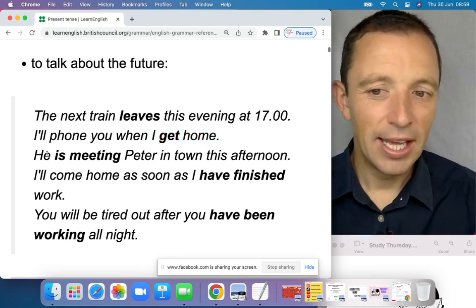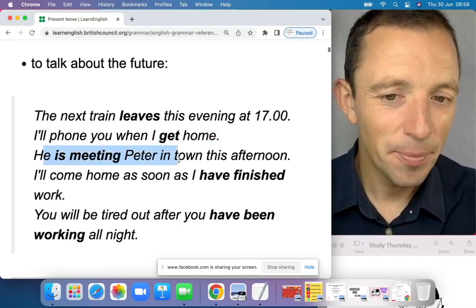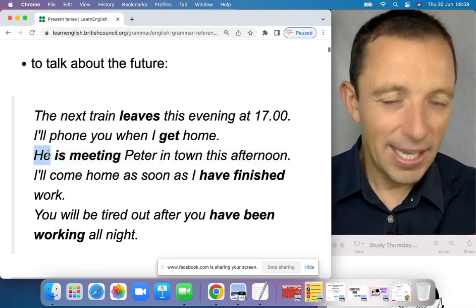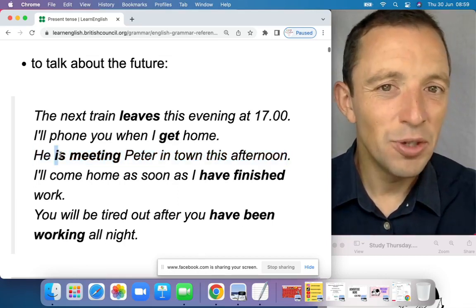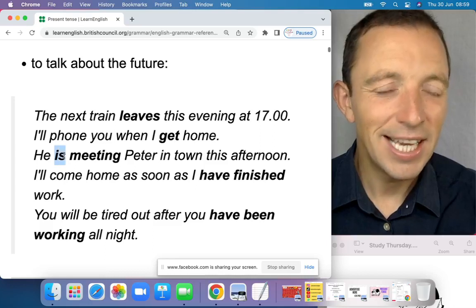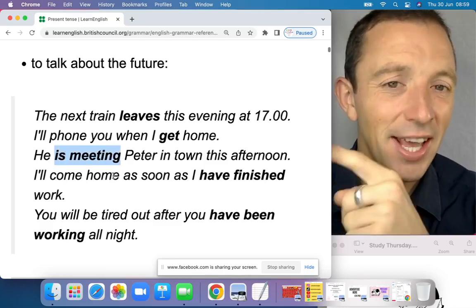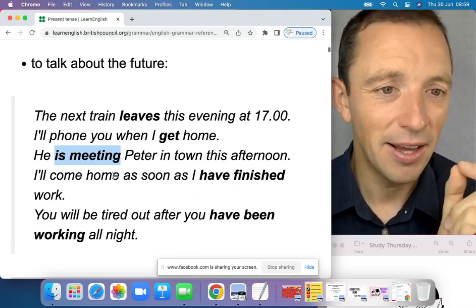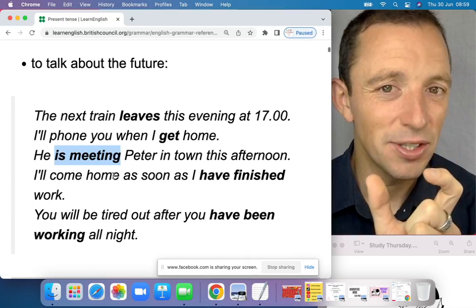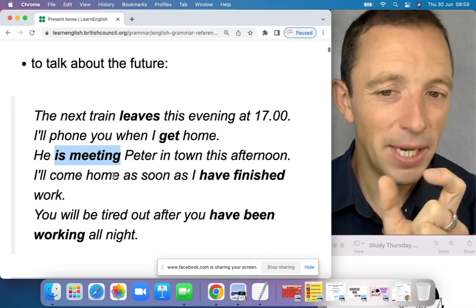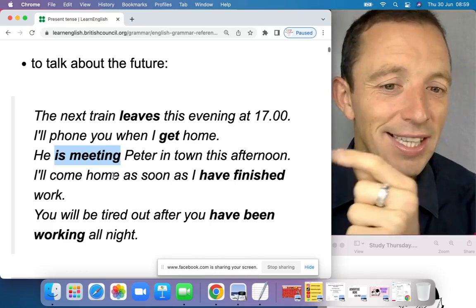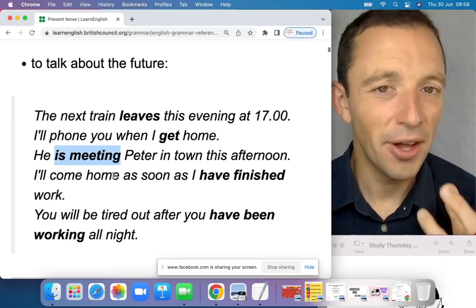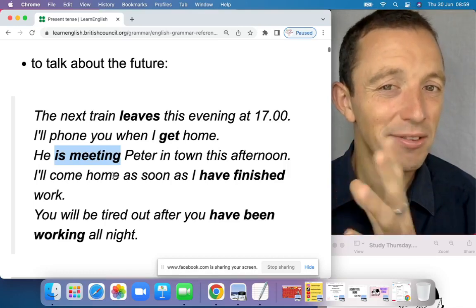Next, he is meeting Peter in town this afternoon. Subject, he. Auxiliary verb to be in the present, he is, plus the ing form, gerund. This formula, the verb to be and ing, is the present continuous. He is meeting Peter in town this afternoon. This sentence is expressing the future, even though it's in the present continuous form.